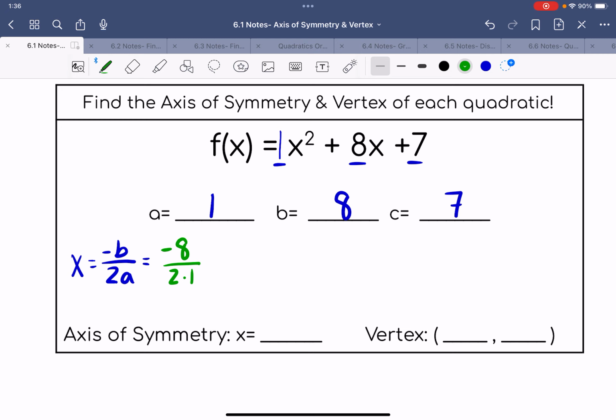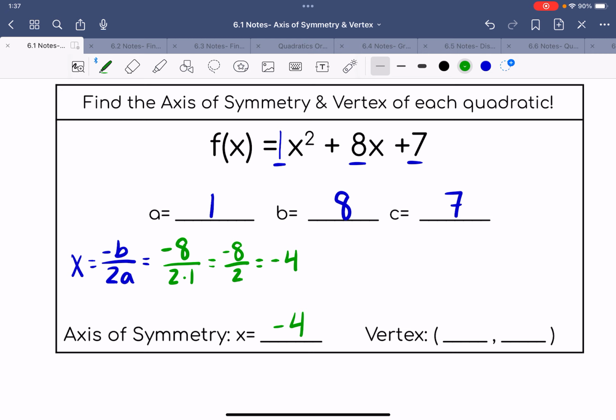And then I just work that out. I've got negative 8 on top. 2 times 1 on bottom is just 2. And then negative 8 divided by 2 is negative 4. So that means my axis of symmetry is a vertical line at x equals negative 4.